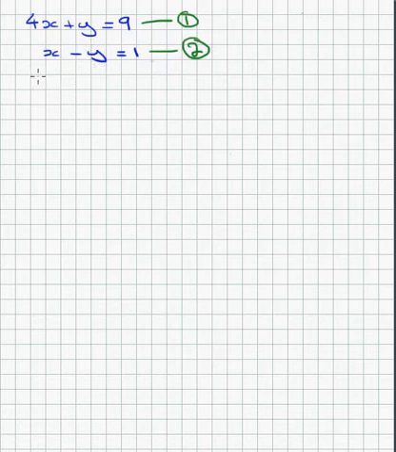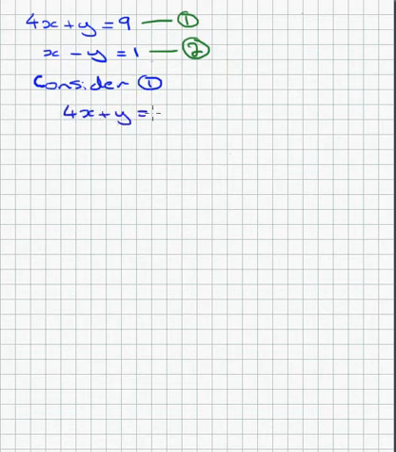With that in mind, let's consider our first equation, which is 4x plus y equals 9. And we can rearrange this just to get y as the subject of our equation. So subtracting 4x from both sides gives us y equals 9 minus 4x.